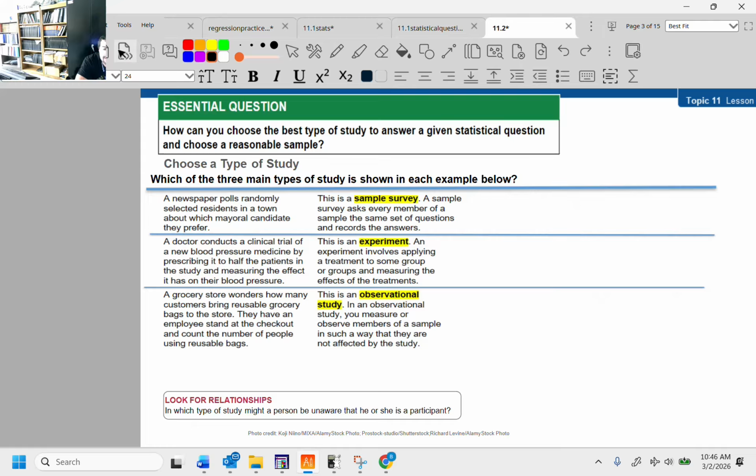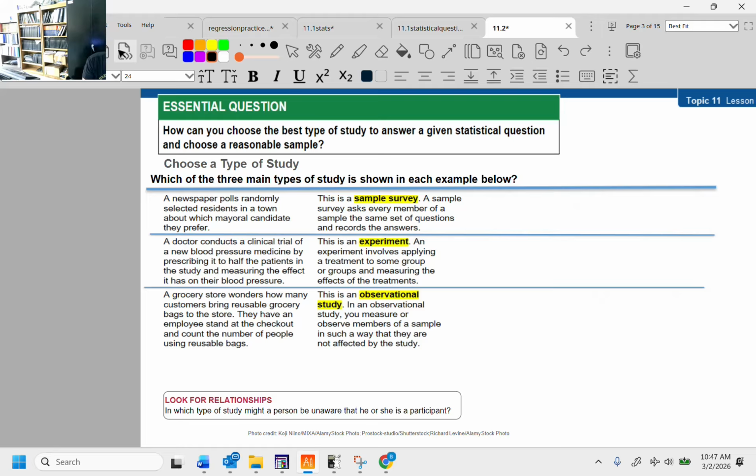A doctor conducts a clinical trial of a new blood pressure medicine by prescribing it to half his patients in the study and measuring the effect that it has on their blood pressure. That's an experiment because we have a control group. We have the group that was not treated with the blood pressure medicine, and we have the group that was. So, an experiment involves applying a treatment to some group or groups and measuring the effects of the treatment.